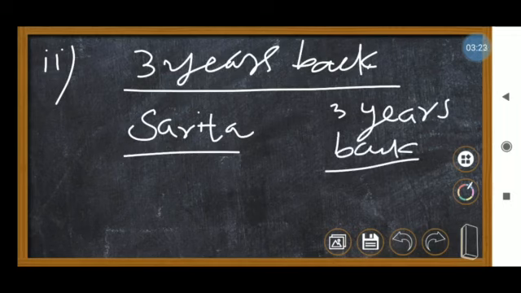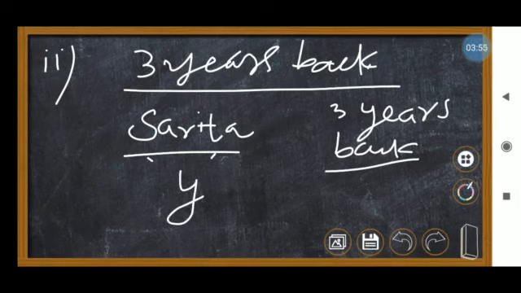For example, I will ask one question. Now your current age is 13 years old. So 3 years back, what is your age? That means, for example, now it is 2020, so in 2020 your age is 13 years old. In 2017, what was your age? Okay, so you can write 10 years old. Am I right? Anyway, here I have taken Sarita's present age as Y.